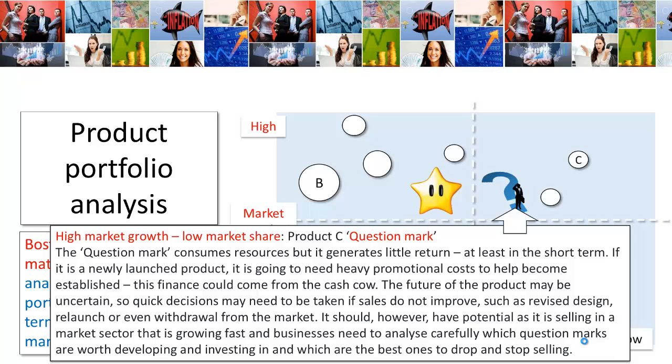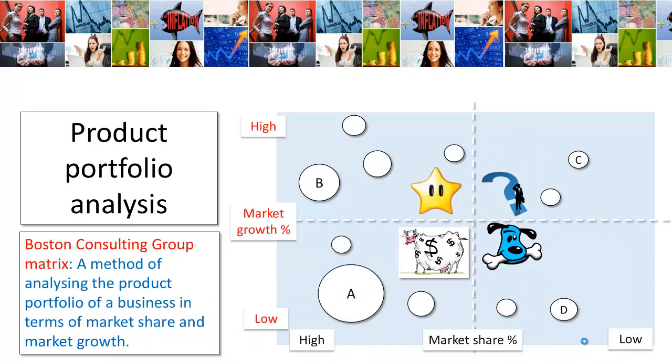The future of the product is likely uncertain. Quick decisions may need to be taken if sales don't improve. Things like revised design, a relaunch, or even withdrawal from the market. It should, however, have the potential, which is why it's a question mark, as it's selling in a market sector which is growing fast. So the business is going to need to analyse carefully which question marks are worth developing and investing in, and which ones are the best to just drop, stop selling, withdraw from the market.